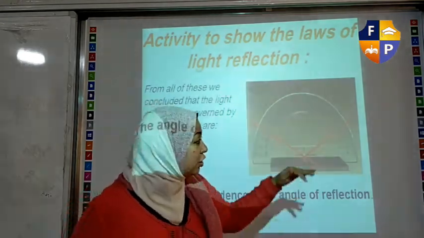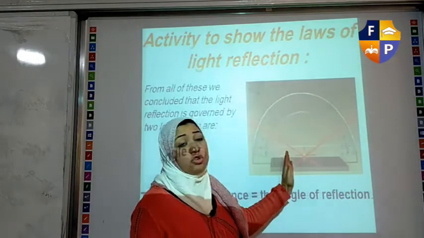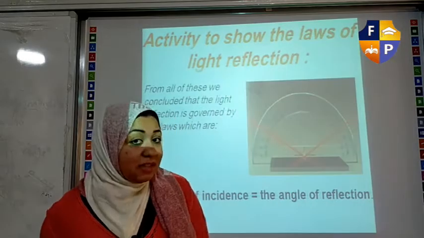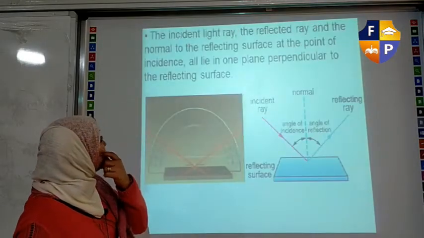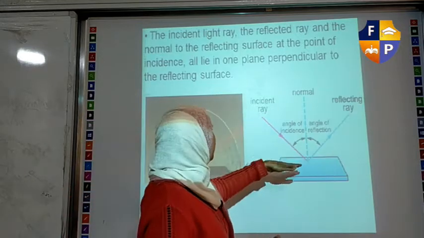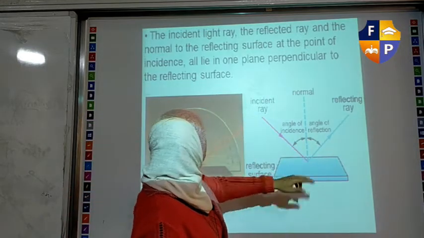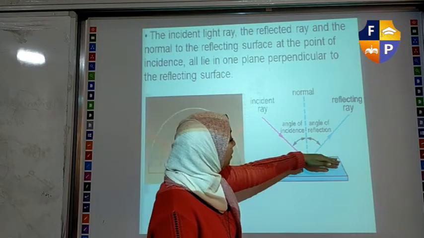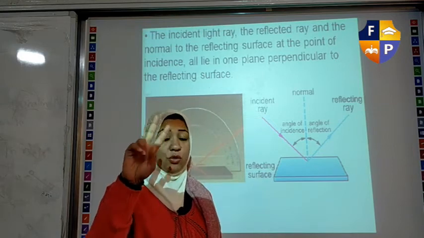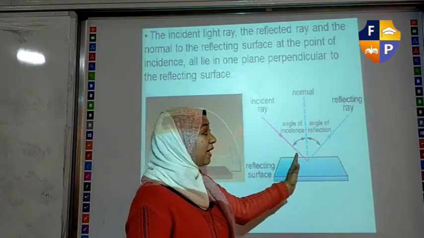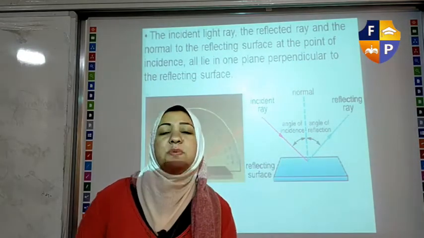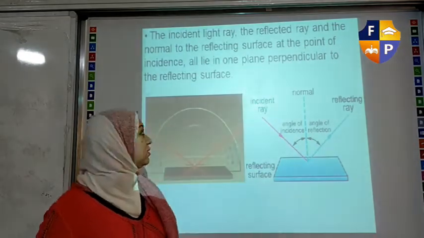So be careful when you draw these angles. You must draw the incident light ray, which will be reflected by the same angle as the reflected ray. The second law, we said the incident light ray, the reflected ray, and the normal line at the point of incidence all lie in the same plane perpendicular to the reflecting surface. Again, rule number two: the incident light ray, the reflected ray, and the normal are perpendicular to the reflecting surface.